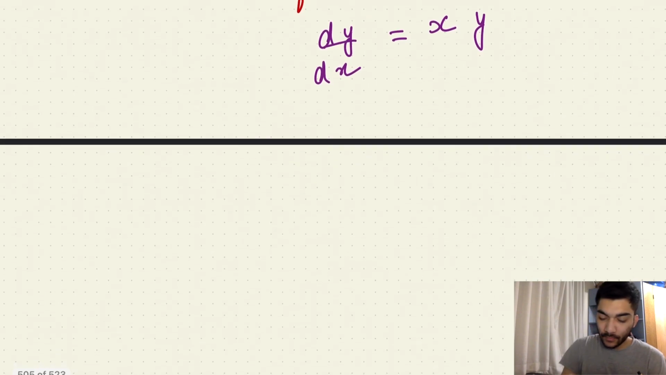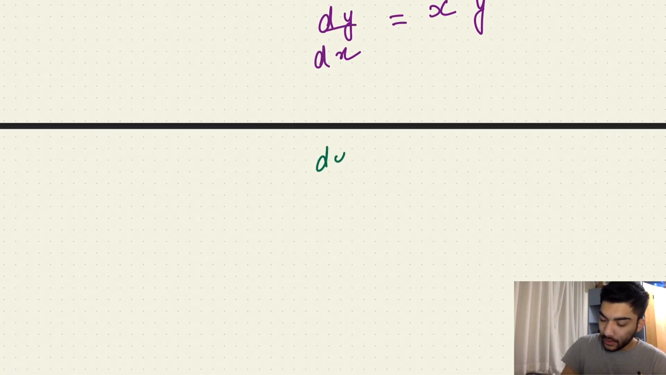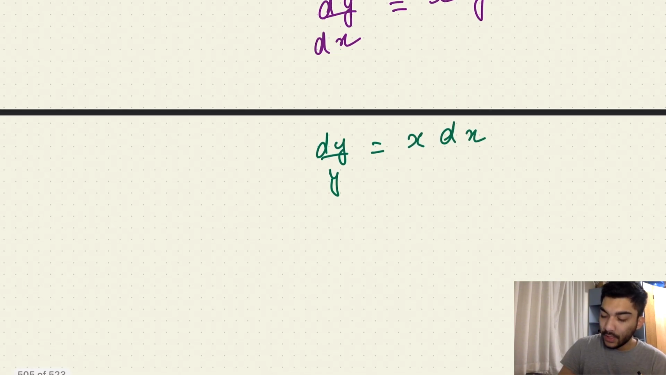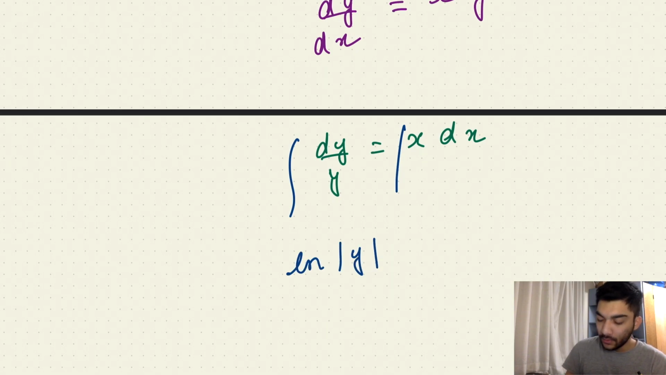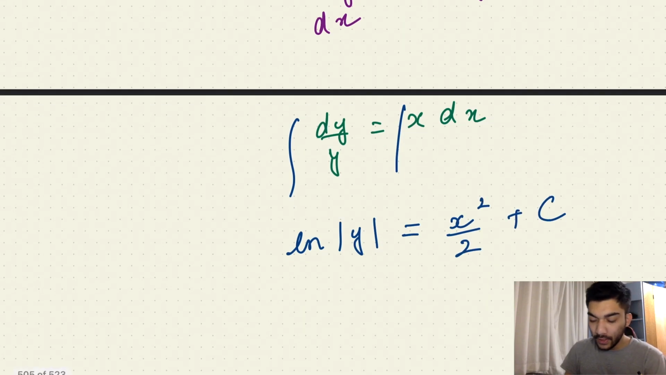So let's do that. We also have been given the initial condition, so we'll get the final answer as well. If we do that, it's basically dy by y equals x dx, and then we can integrate both sides. The left hand side is ln of absolute value of y, and the right hand side would be x squared by 2 plus the constant of integration.